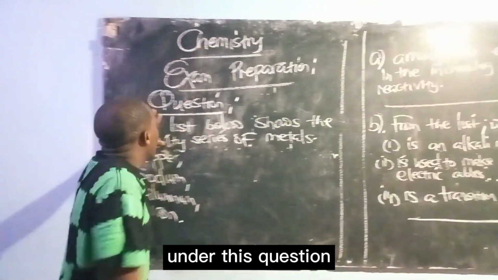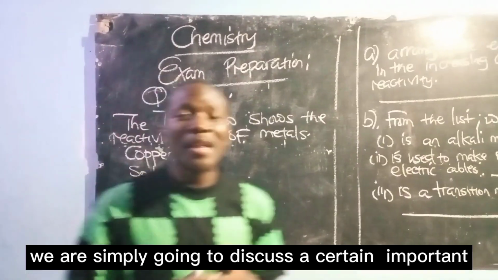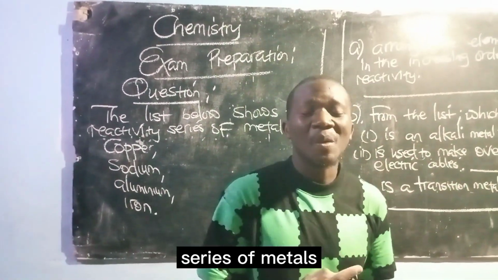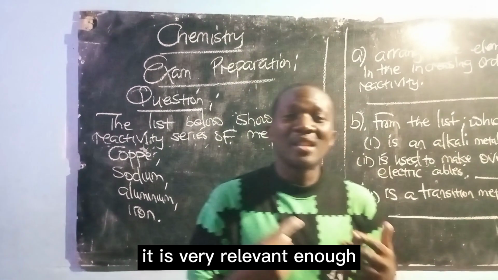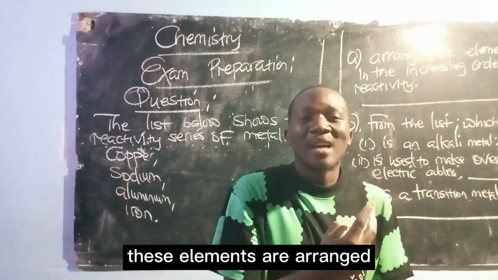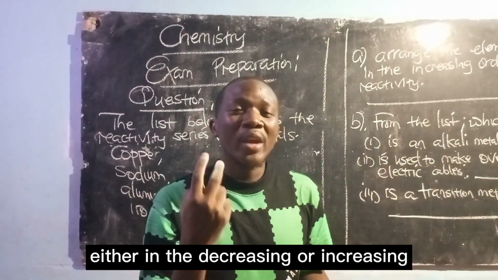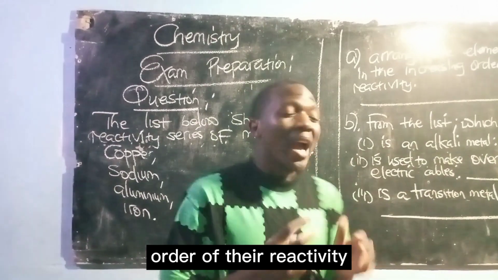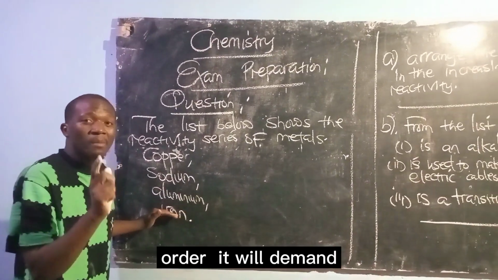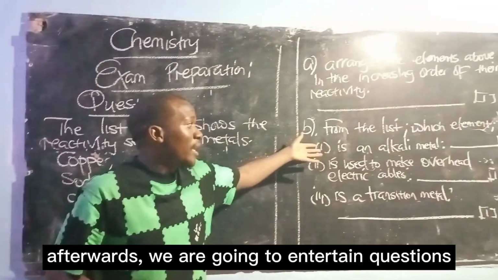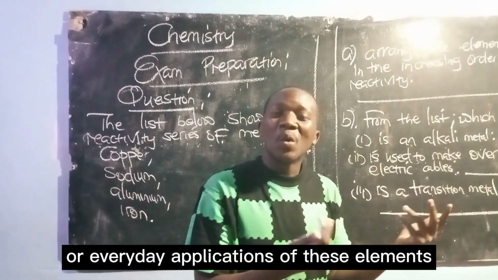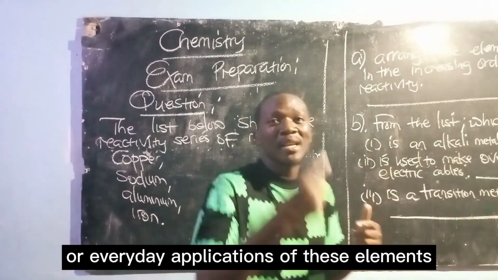Let's begin. Under this question, we're simply going to discuss an important concept in chemistry, which is called the reactivity series of metals. It is very relevant in order to understand how these elements are arranged, either in decreasing or increasing order of their reactivity. This question will require these elements to be placed in a certain order. Afterwards, we're going to entertain questions on relatable chemical concepts, such as uses or everyday applications of these elements.